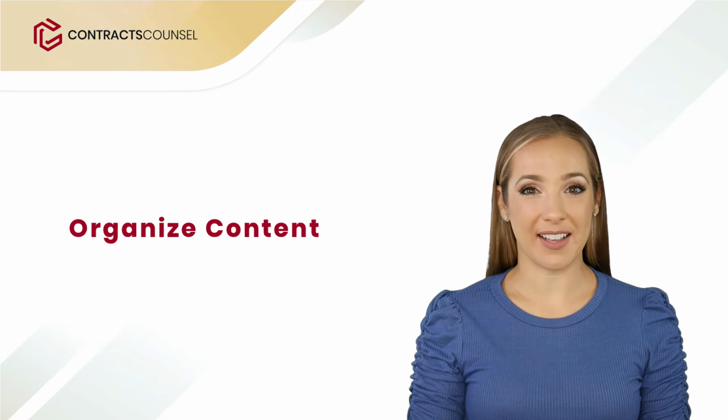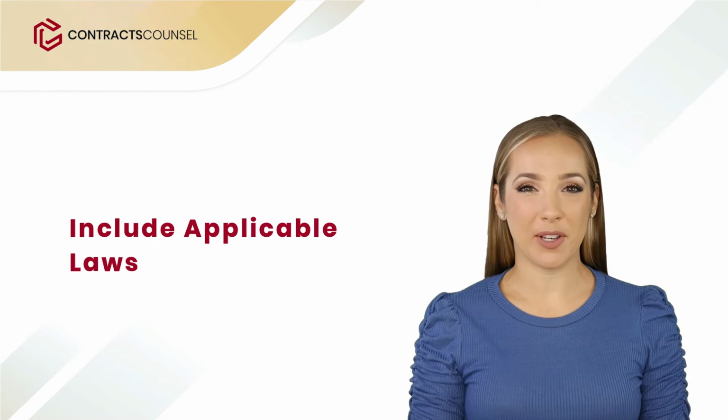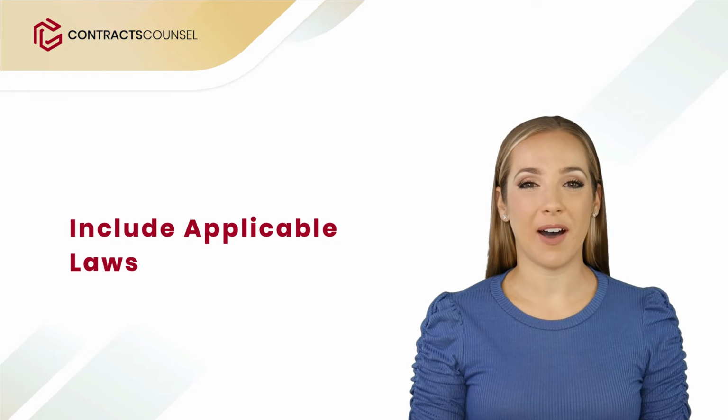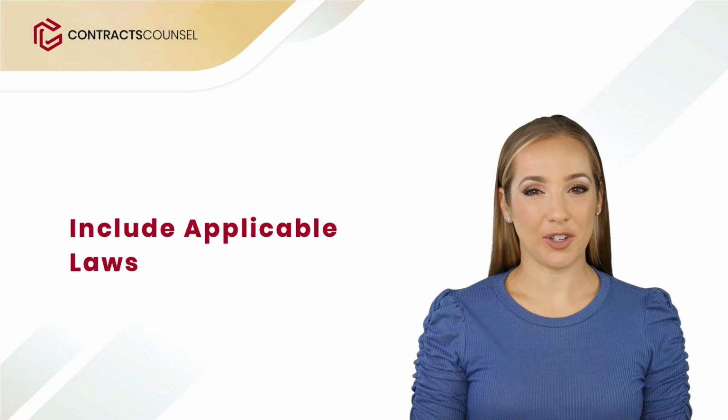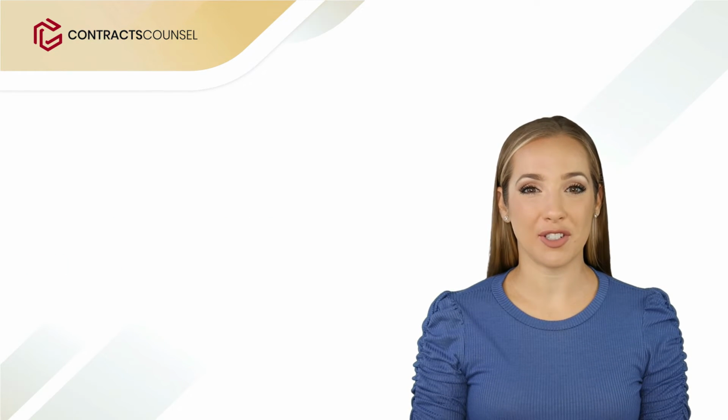4. Organize content. Once you've written your clauses, organize them so that they are logical. For example, you likely want to have your definition of separate and marital property come before your amendment clause. 5. Include applicable laws. Be sure to incorporate any applicable state laws that may be required in your jurisdiction. Note, this may require doing some research.